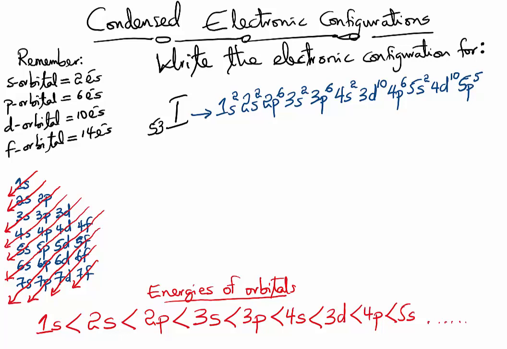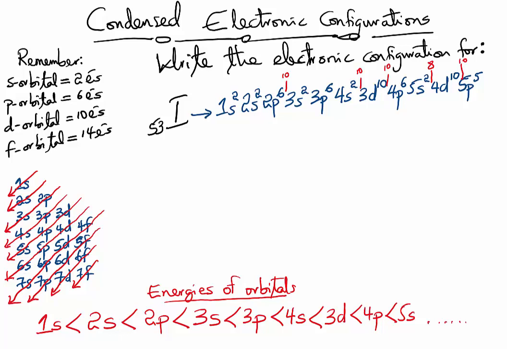Let us be sure that we did this correctly. Let us count the number of electrons that we have written. 2 plus 2 plus 6 is equal to 10. 2 plus 6 plus 2 is another 10. This is 10, that gives us another 10, that is 30. This is 8. This is 10, and this is 5. So if we add up, 10 plus 10 plus 10 plus 10 is 40, plus 13 is 53. That is the correct electronic configuration for iodine.